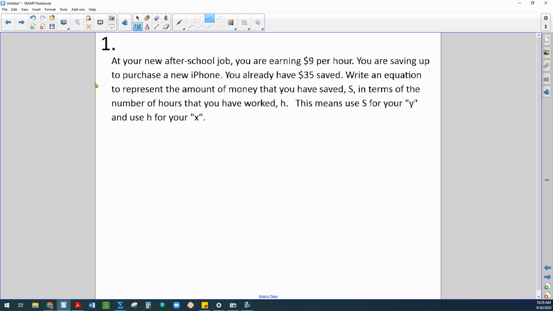All right, number 1 says, at your new school job, you're earning $9 per hour. You're saving up to purchase a new iPhone, and you already have $35 saved. Write an equation to represent the amount of money you have saved in terms of the number of hours you have worked. We're going to try to model it in the y equals mx plus b format, where the m is your rate or your slope, and the b is your y-intercept, which for word problems is usually a starting point.